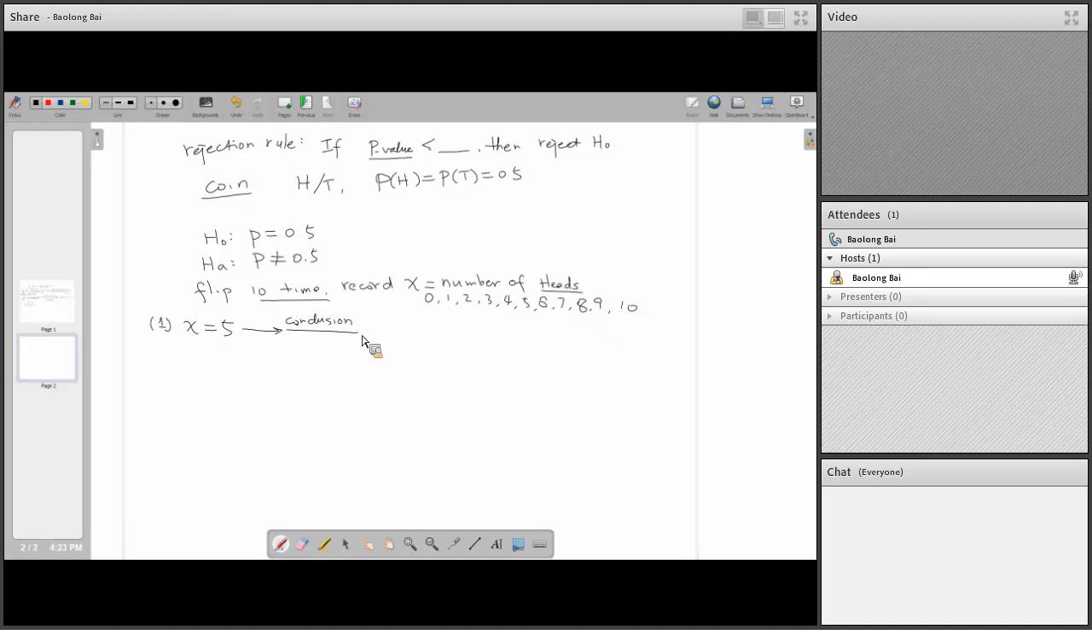Here, we wouldn't have evidence to conclude the coin is not fair, right? So we're going to say the coin is fair. Basically, we're going to say, I think the null hypothesis is true, right? But you could observe other values of X as well, right? What if you observe X equal to 10? What are you going to conclude now?